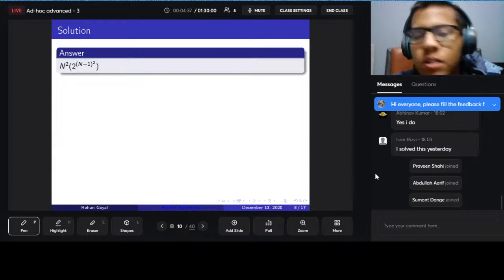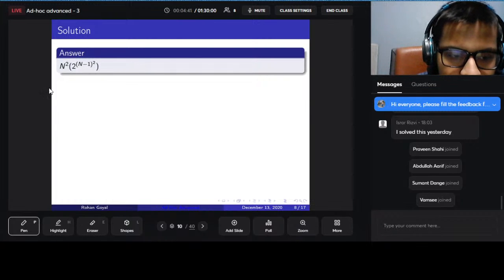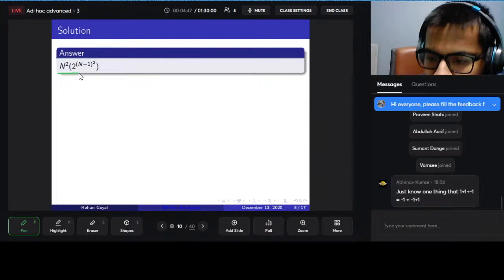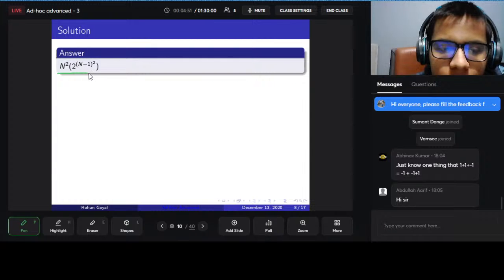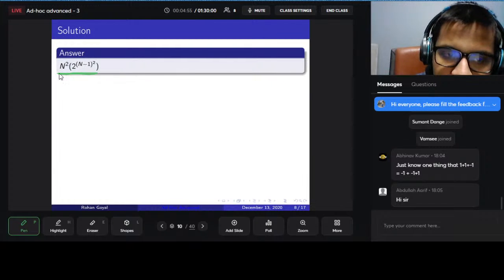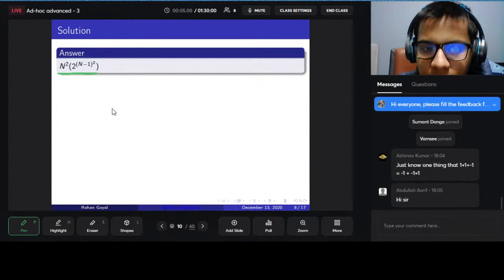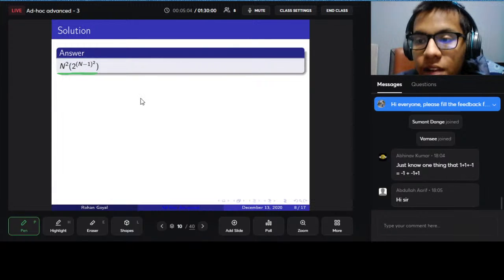Okay. So the answer is this value. The answer is this value. So does this value suggest something to you? Like, can you guess how we could have this value? What things we could have multiplied and why would we have multiplied them?